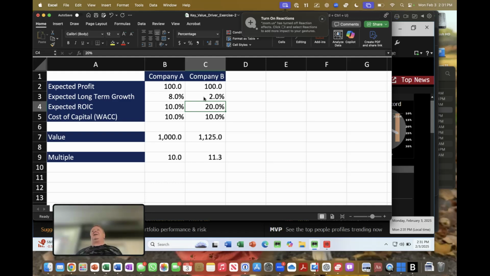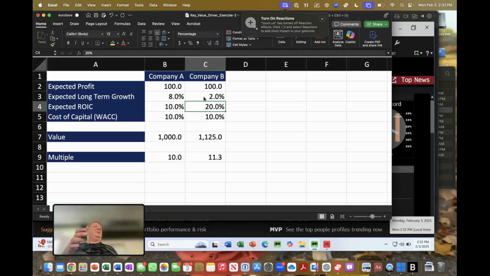Right? I price you as if you're making 20 cents a year and you grow 20 cents a year at 8% per year. I realize I was too optimistic. You can still make 20% per year. You're just not going to grow it as fast. Well, guess what? That's worth less.